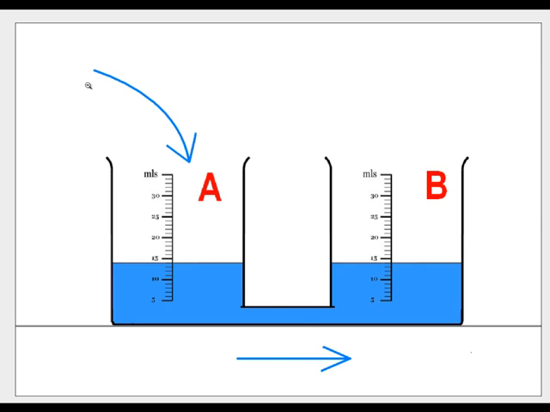Now, if we were to put water into beaker A, the water would naturally flow towards the right until the water levels became the same again. That's what we mean by an equilibrium reaction. Likewise, if we took water out from beaker A, then the water would naturally flow from B to A, and a new level of water would be found.